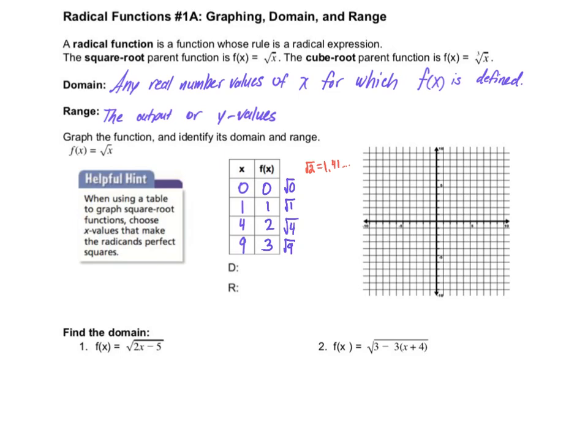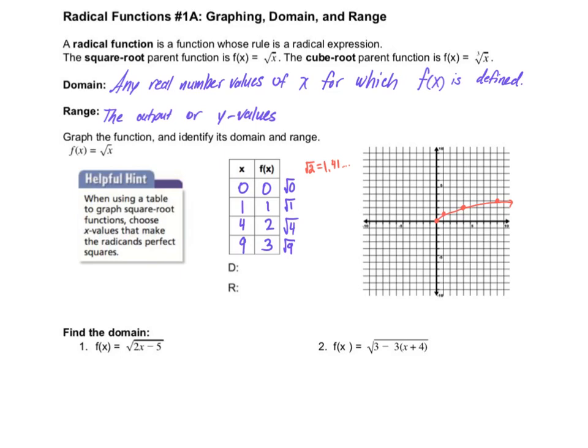So let's graph these points. We have (0, 0), (1, 1), (4, 2), and (9, 3). And you heard me earlier mention the inverse of a square root and squaring something. You might notice that the graph just kind of looks like it fell over on its right. It's just that we're missing the bottom side.